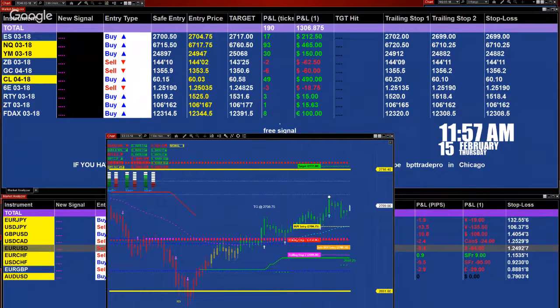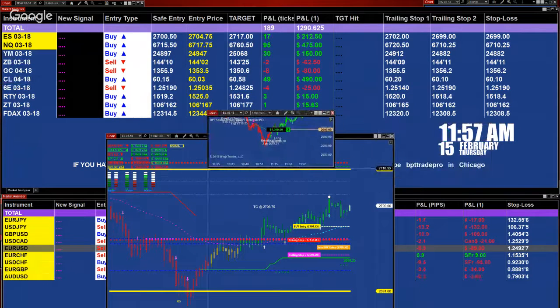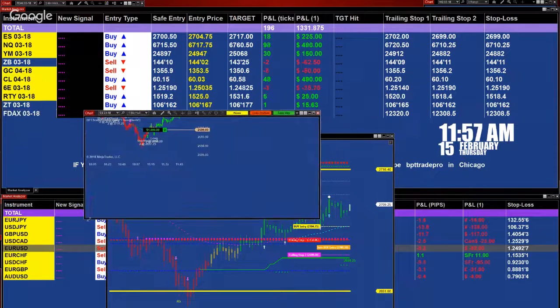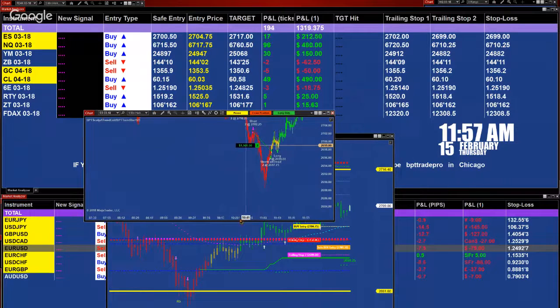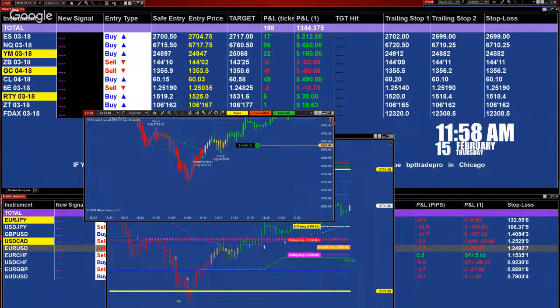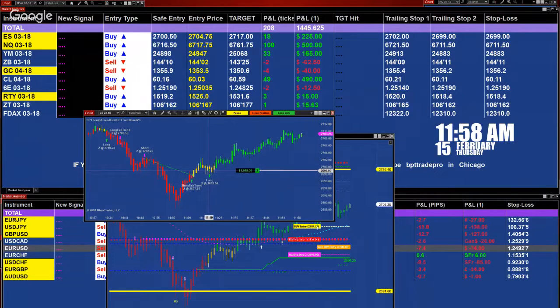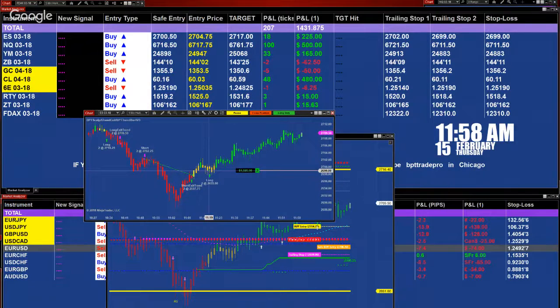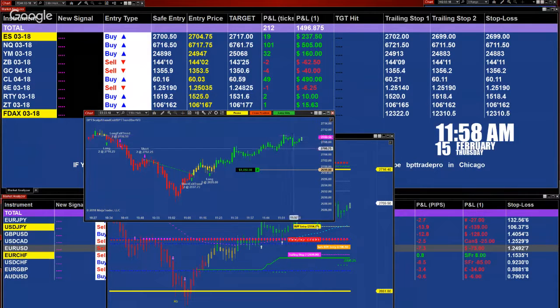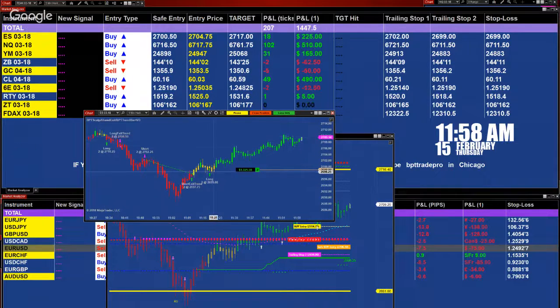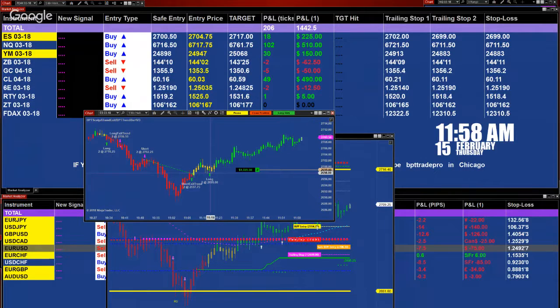And for the one that requested the ES, here's your ES. Also 1 minute, folks. It's the same story. We had the entry at 11:19, and we're still in the same trade from 11:19.